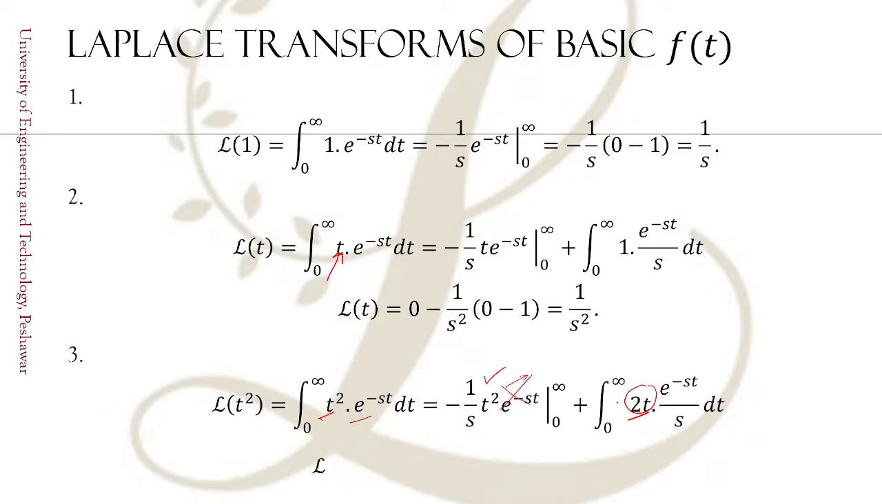And then we can simply take 2 common from here, and that will give you 2 by s times the integral from 0 to infinity of t e power minus st dt, which is the Laplace transform of t. So we could replace this quantity by Laplace of t. And we already found in example 2 that Laplace of t is 1 over s squared. Therefore we have 2 by s into 1 over s squared, which gives 2 by s cubed. So the Laplace transform of t squared is equal to 2 by s cubed.